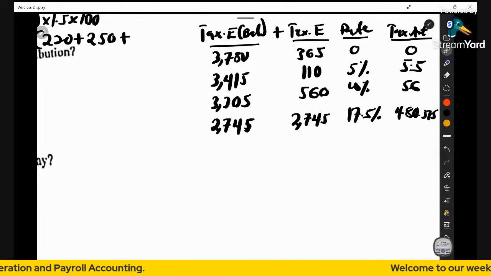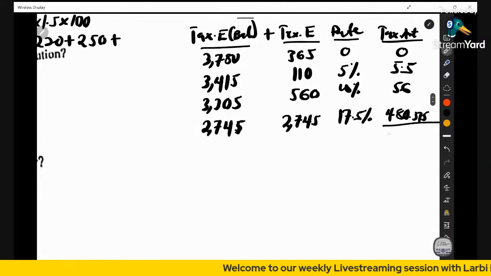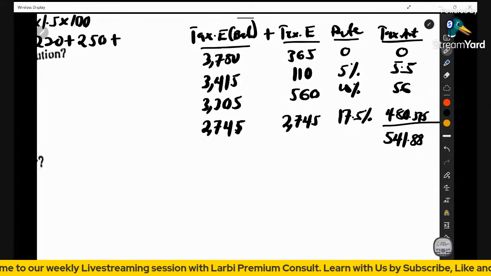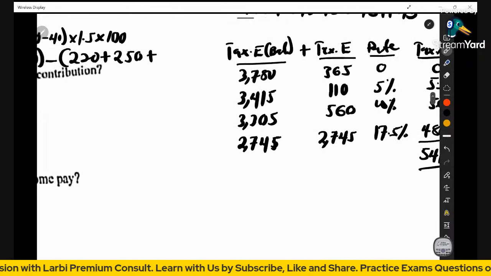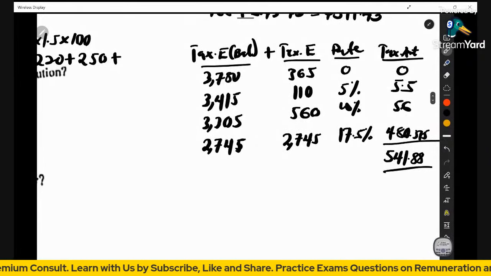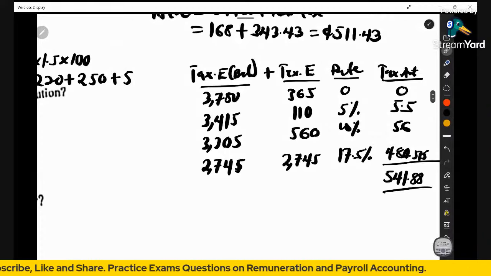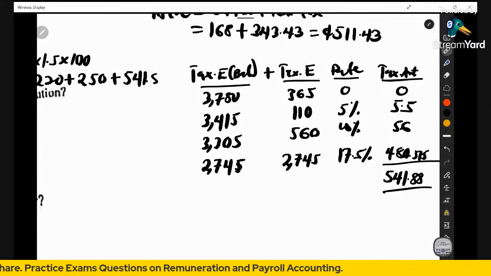480.375. So when you add all, that's all. When you add all, you should be able to get what? 541.88. So that becomes the total tax for that attorney. So you also need to bring that one to factor it in this equation. So we have 541.88. All right, so what are we getting?